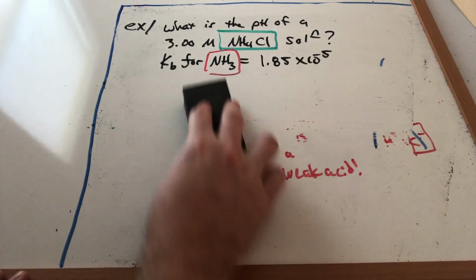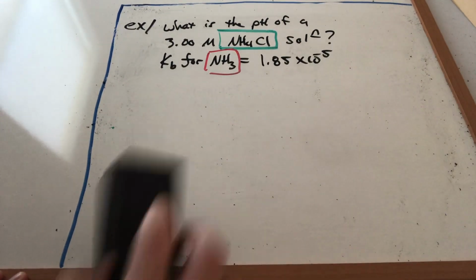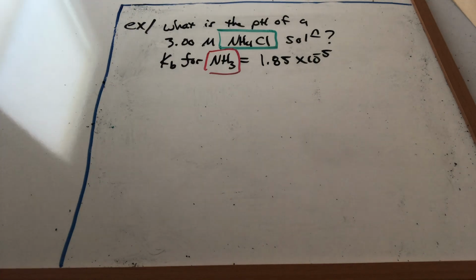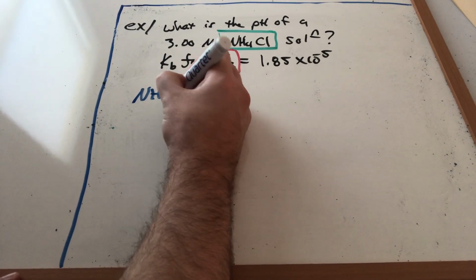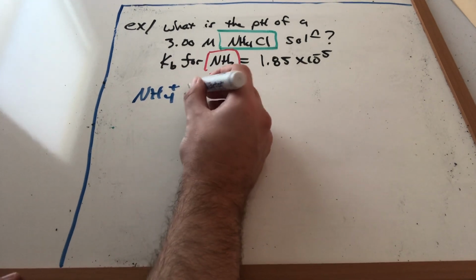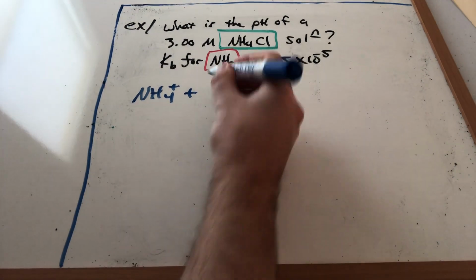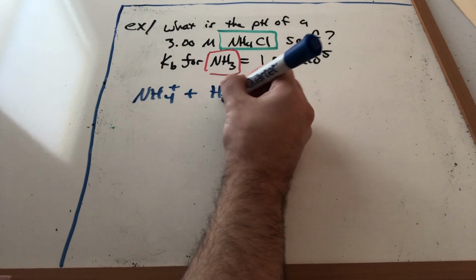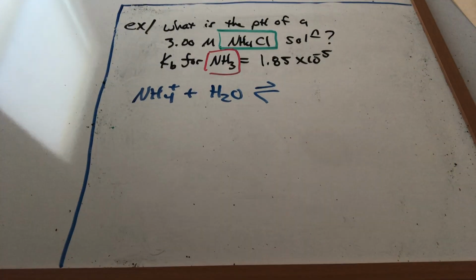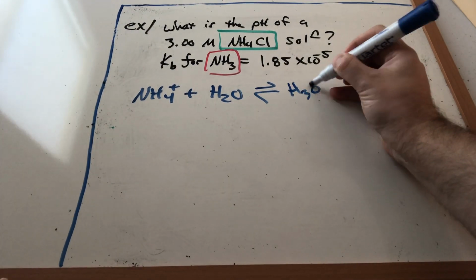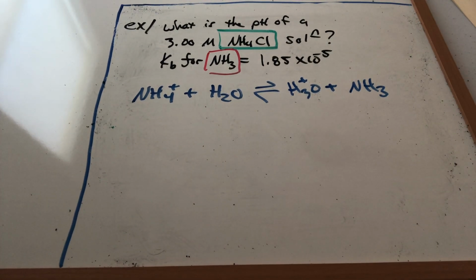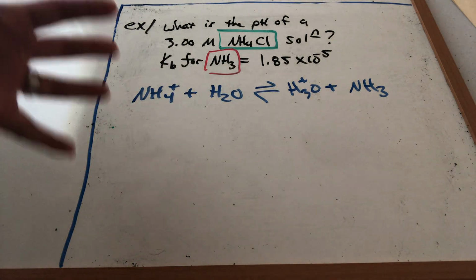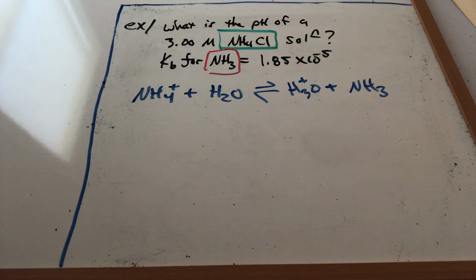Let's write the chemistry, right? For NH4 plus, we've identified it as an acid. Let's write the chemistry for NH4 plus acting like an acid. Acids react with water to make H3O plus and the conjugate base. All right. So this is the acid behavior. I can build an ice table from there, right?